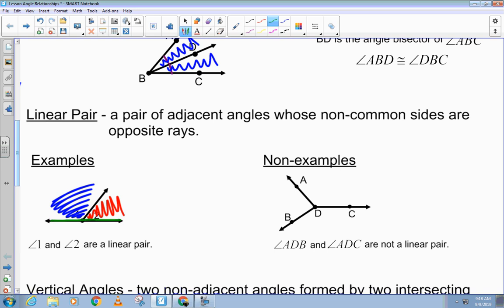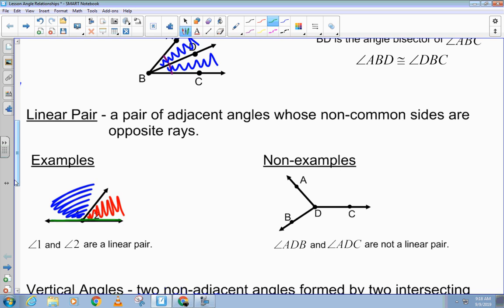To me, it's just exactly the way it sounds. Linear pair, together they form a straight line. The two angles together form a straight line. And if you think about a protractor, if you go from one side all the way to the other, what does it measure? 180 degrees, right? So what do you think is going to be true about these two angles? They equal 180 degrees. So that is what a linear pair is.